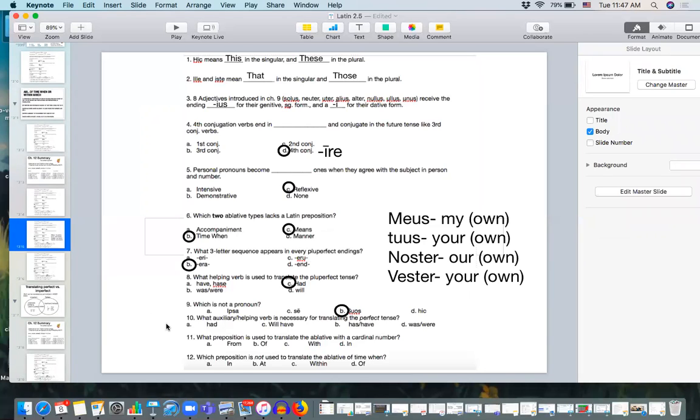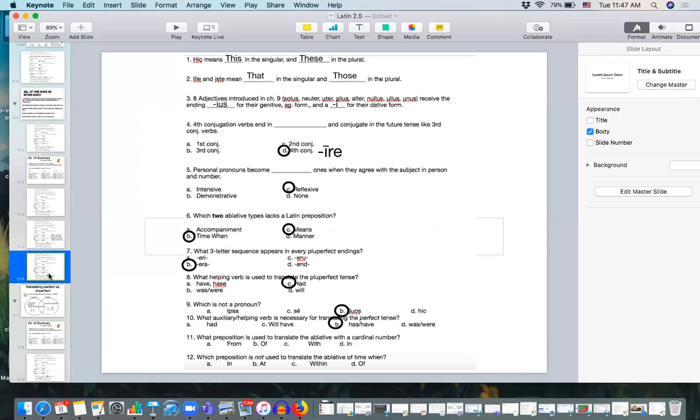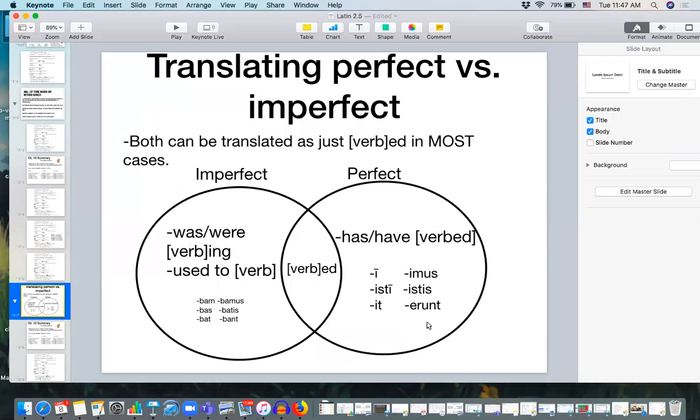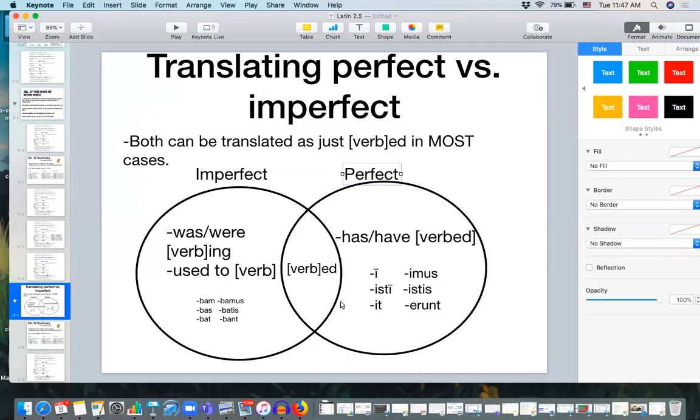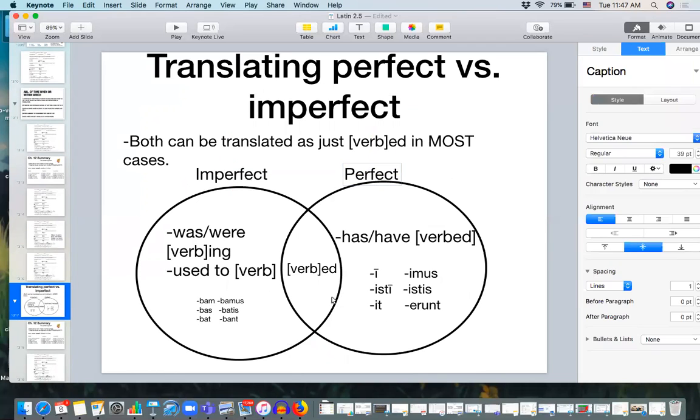Anyway, what helping verb is necessary for translating the perfect tense? And you guys know that. It's has or have. But as we have learned, you can always translate imperfect and perfect as just the verb and not worry about helping verbs. But sometimes you want to be a little more nuanced. So was or were verbing is good for imperfect, or even used to verb every once in a blue moon.